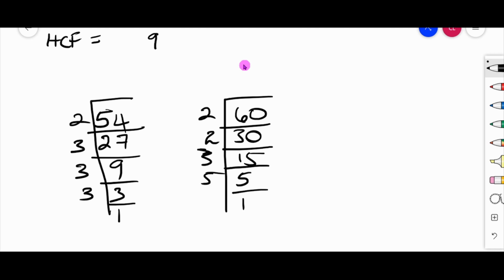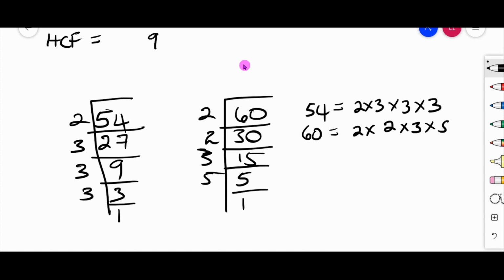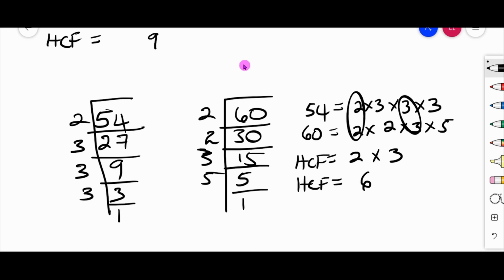5 into 5, 1. So the prime factors of 54 would be 2 times 3 times 3 times 3, and the prime factors of 60 would be 2 times 2 times 3 times 5. Let's look at what is common. We have 2 being common and 3 being common, so the highest common factor would be 2 times 3, so the highest common factor would be 6.